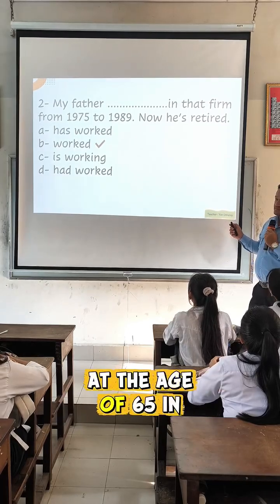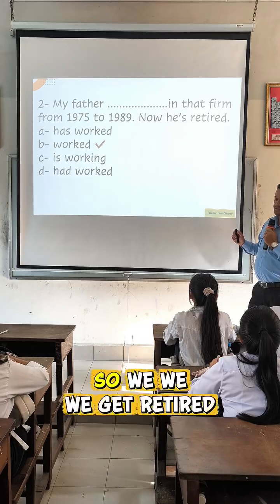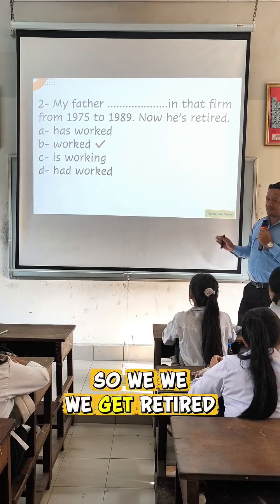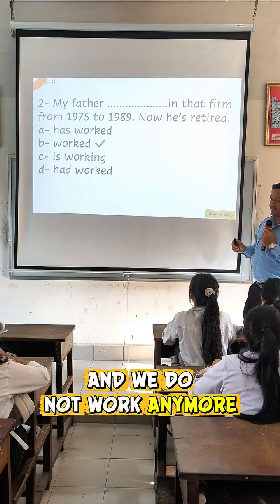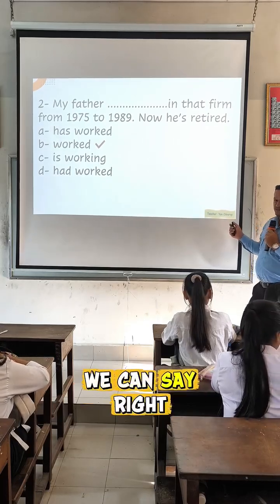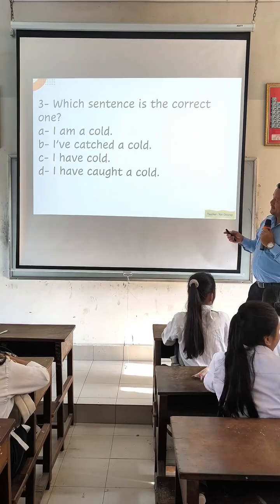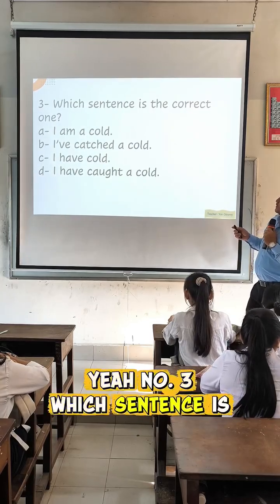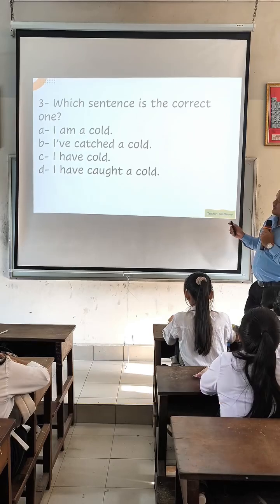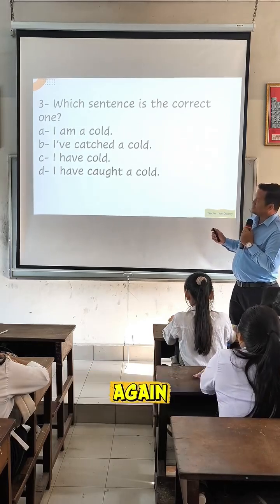Do you know retired, everyone? At the age of 65 in Cambodia, we get retired and we do not work anymore. In Khmer we can say Choniwan, right? Choniwan. Number 3: which sentence is the correct one? Okay, we have 4 answers again.